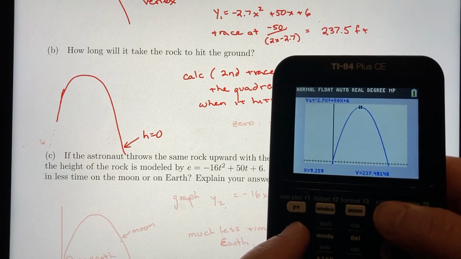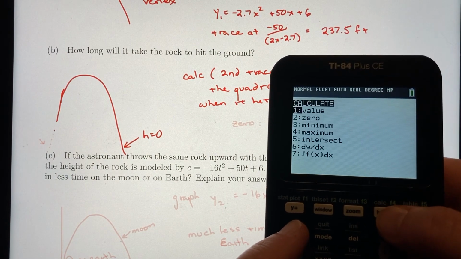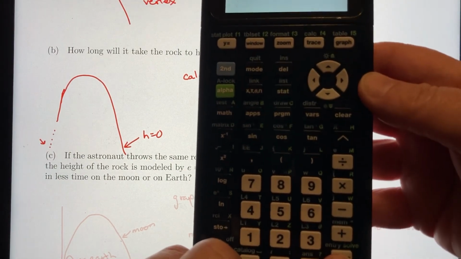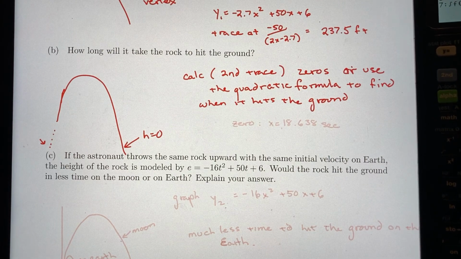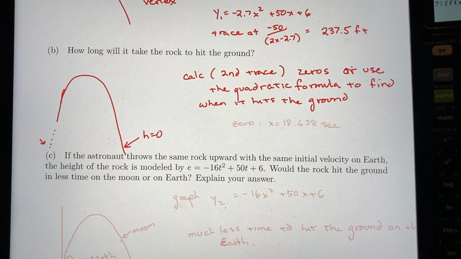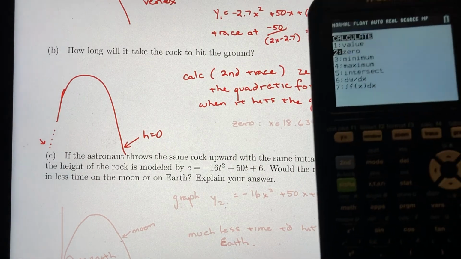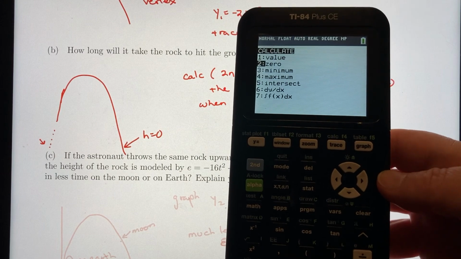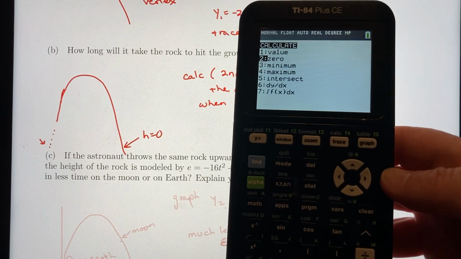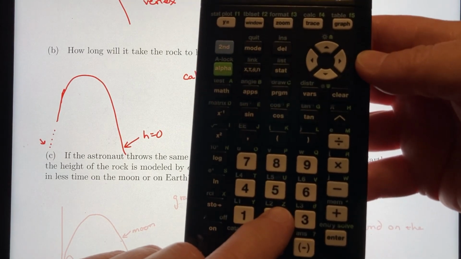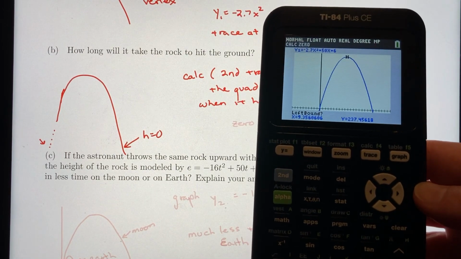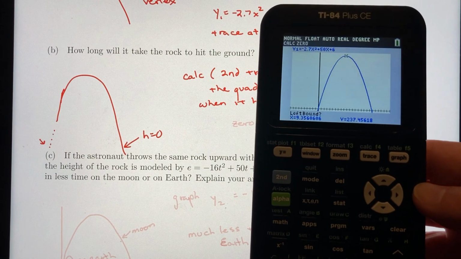The height is 0 over here. And also, if you do the quadratic formula, you actually get two answers. We don't want that first answer. That would be a little bit before we started throwing the rock. So we go second calc zeros, and zeros, it isn't the numbers there, it's zero, just possibility 2. You can either go down to it or just hit the number 2.